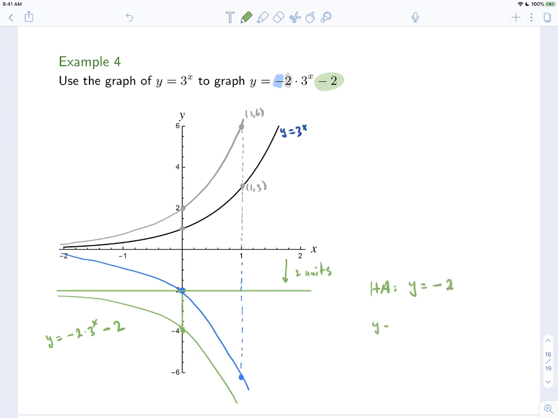And what about our y-intercept? Our y-intercept is right there, it's negative 4. So x is equal to 0, and y is negative 4. And you can see that if you just plug it in. The y-intercept is when x is equal to 0. Negative 2 times 3 to the 0 minus 2, 3 to the 0 is 1. So that's just 1. So you have minus 2 is negative 4. So that's a good way to check and make sure that you've done it right.